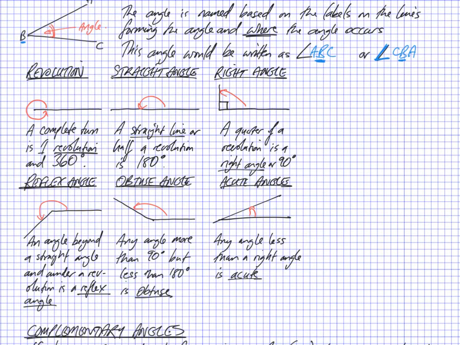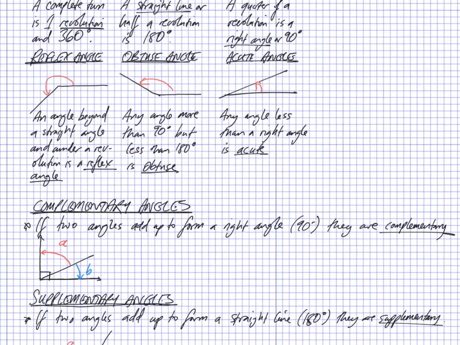Next is the idea of a revolution. So a revolution is a complete turn which equals 360 degrees. So that's going to be a 360 degree turn there. A straight angle is another idea. If I've got a straight line there, it's actually a 90 degree angle straight up and then another 90 degrees to the left here, in this case. So 90 plus 90, 180 degrees. So a straight line, or half a revolution, is 180 degrees. A right angle, a quarter of a revolution, is 90 degrees. So that nice square corner there is going to be 90 degrees.